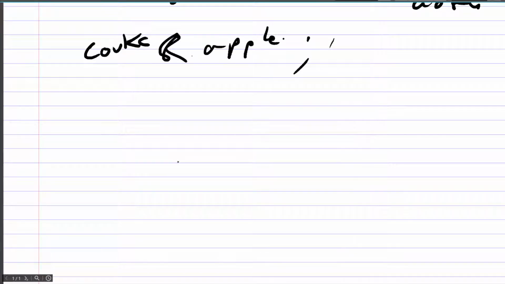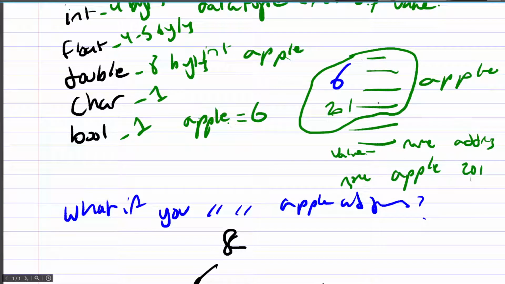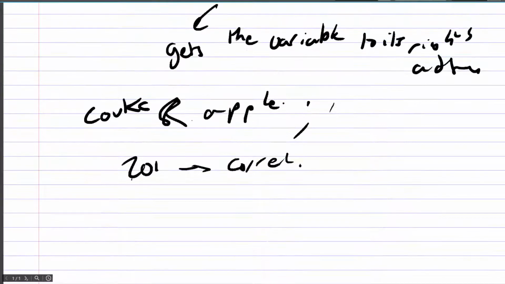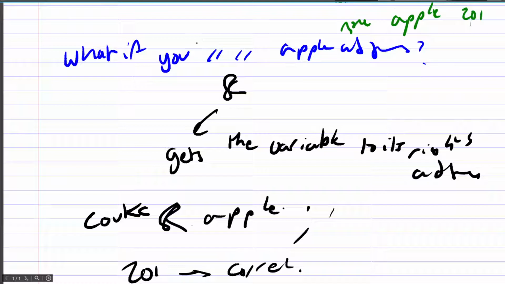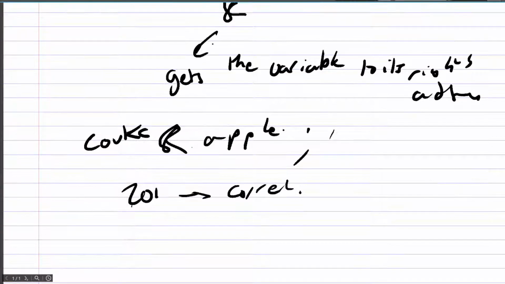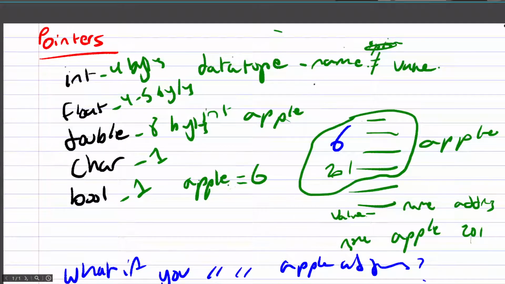You would simply actually take a guess. What would you get here? If you guessed 201, you would be correct. Remember, address of or ampersand gets you the address of the variable. In our case, the address of apple is 201.